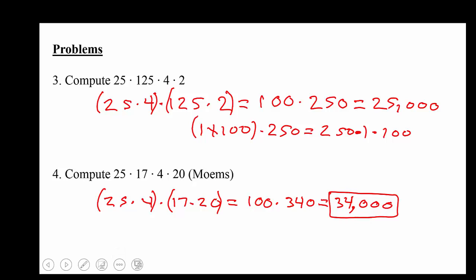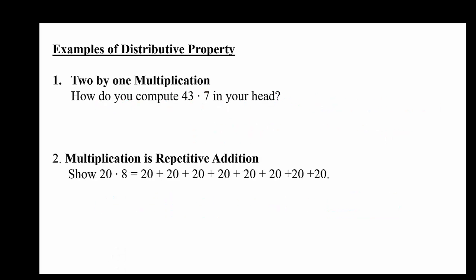So now we want to look at some examples of the distributive property. For our first examples, we'll be using the distributive property going in the forward direction. The first example, and it's one of my favorites, and you can use it in a lot of different places when you're solving problems, is 2 by 1 multiplication. In this case, we want to multiply a 2-digit number by a 1-digit number, but we want to do it quickly in our head. So our example is 43 times 7.